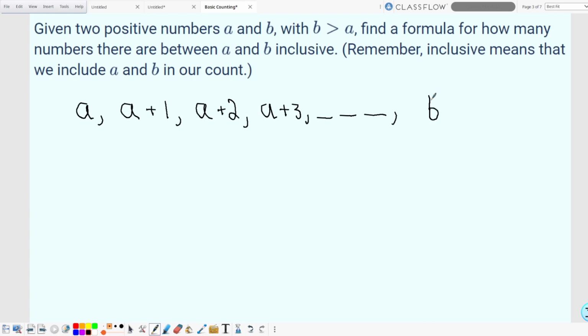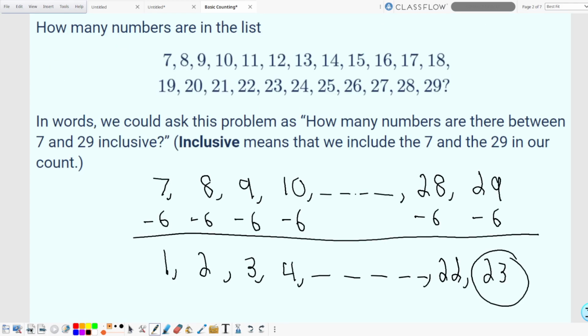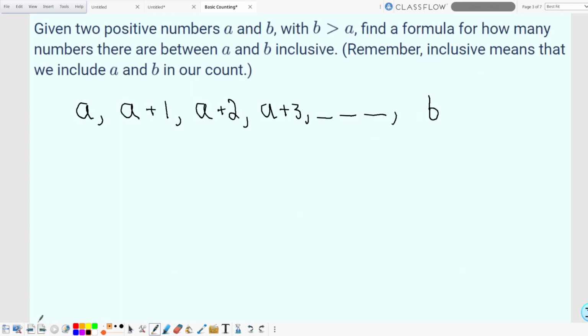And if you want to compare it to the last problem, think of B as 29. So 7 would be like our A, and 29 is like the B we're using in this problem. Okay, so we subtracted each time in the last problem, right? So we're going to do the same sort of technique again.